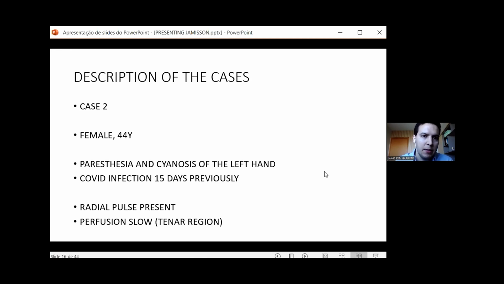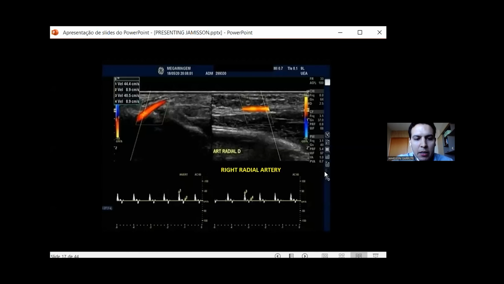The second case is a 44-year-old female patient who came to the emergency department showing paresthesia and cyanosis of the left hand. She had a COVID infection 15 days previously, and on physical examination had a palpable radial pulse and low perfusion of the hand. She underwent arterial Doppler ultrasound, which showed normal flow in the radial artery, but reduced flow in the digital arteries.